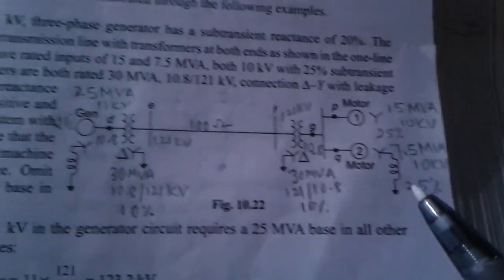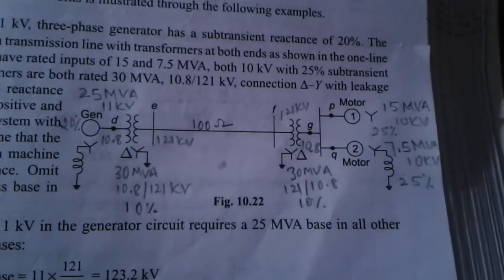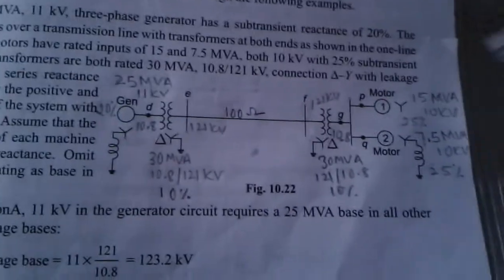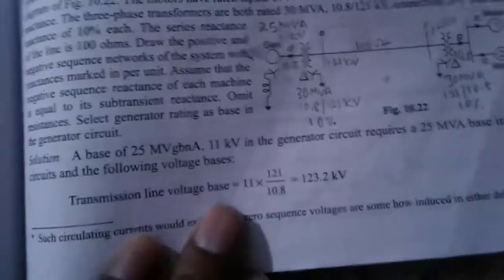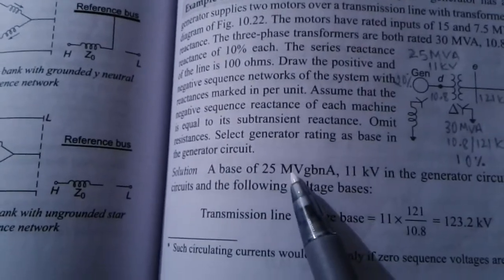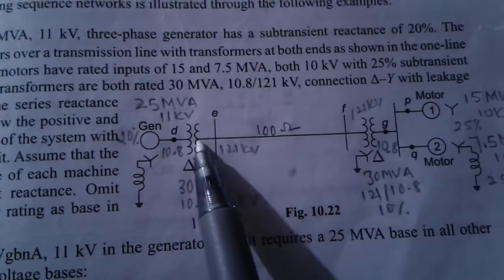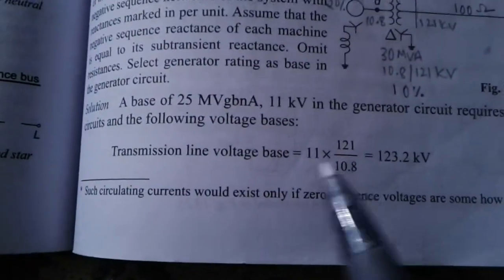Now we have to find the positive sequence reactance and the negative sequence reactance of the entire single line diagram. For this we have to consider 25 MVA as the base MVA, and we have to find the reactance of the generator, transformer, transmission line and the two motors. So let us start one by one.